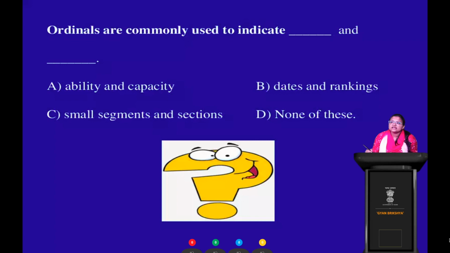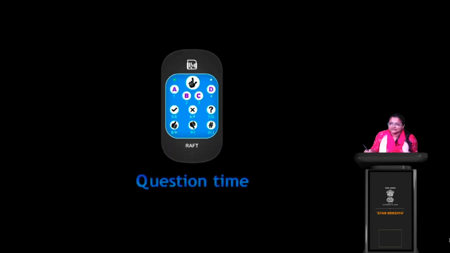So ordinals are commonly used to indicate dates and rankings, the order, the sequence: who will come first, who will come second, who is the topper, who comes last, who is the second runner up. The words through which we suggest all these things are called ordinals, right? Okay, now let's look at some examples.